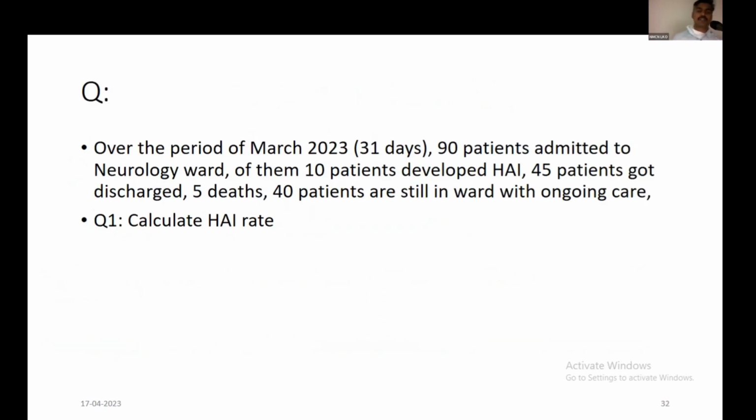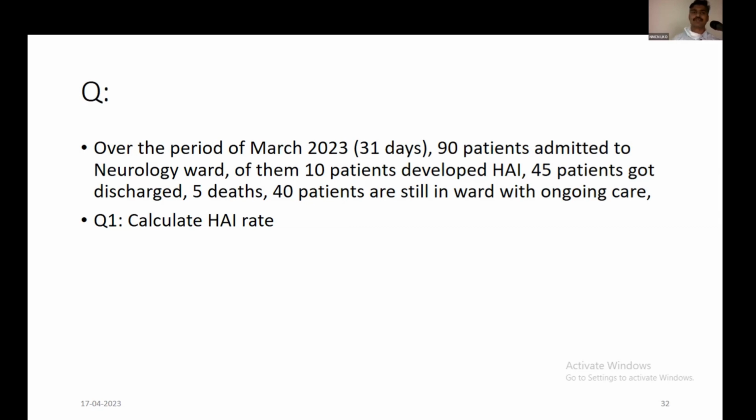So for the audience, there is one question. You have to calculate the hospital acquired infection rate, the formula of which I told you earlier in the previous slide. Over the period of 1 month, 90 patients were admitted to the neurology ward, and 10 patients developed hospital acquired infection, including VAP, surgical site, or bloodstream infection. 45 patients got discharged, 5 died, and 40 patients are still in the ward. So what is the hospital acquired infection rate?